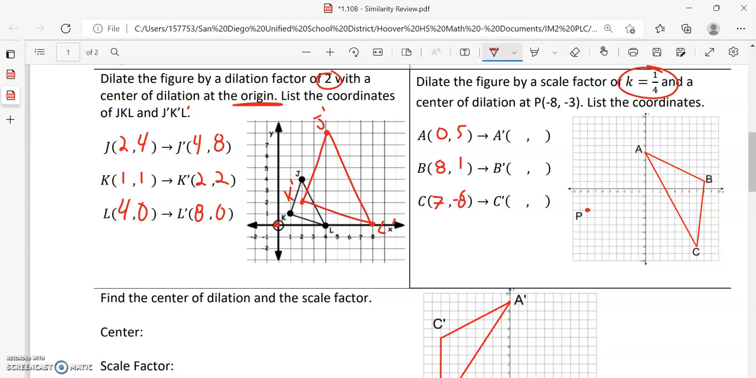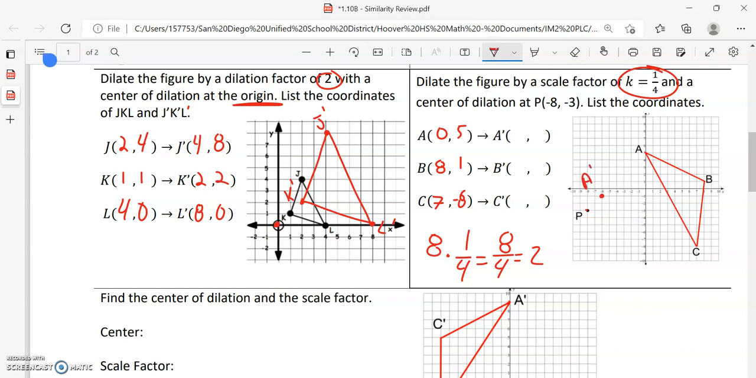8 times 1/4 is equal to 8 over 4, which is 2. So instead of going over 8 and up 8, we're going to go over 2 and up 2. So over 2, up 2 is right there, and that is A prime.